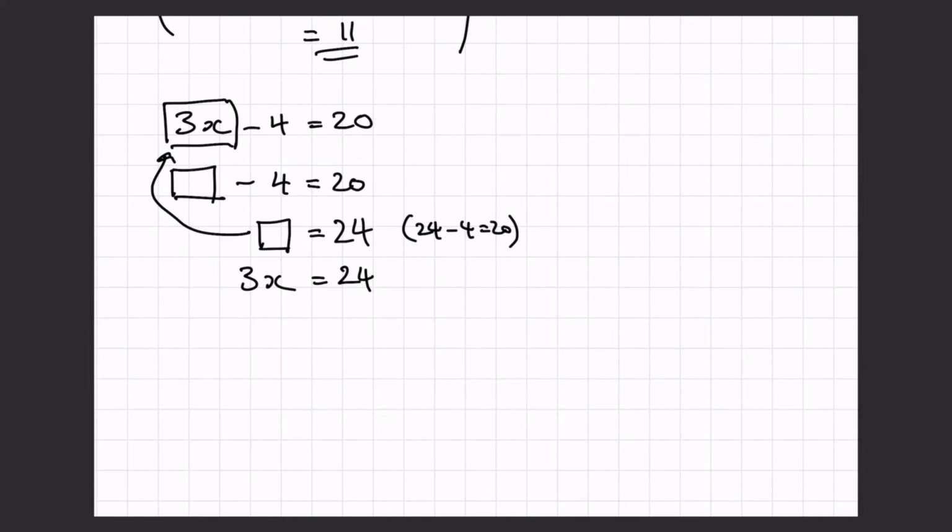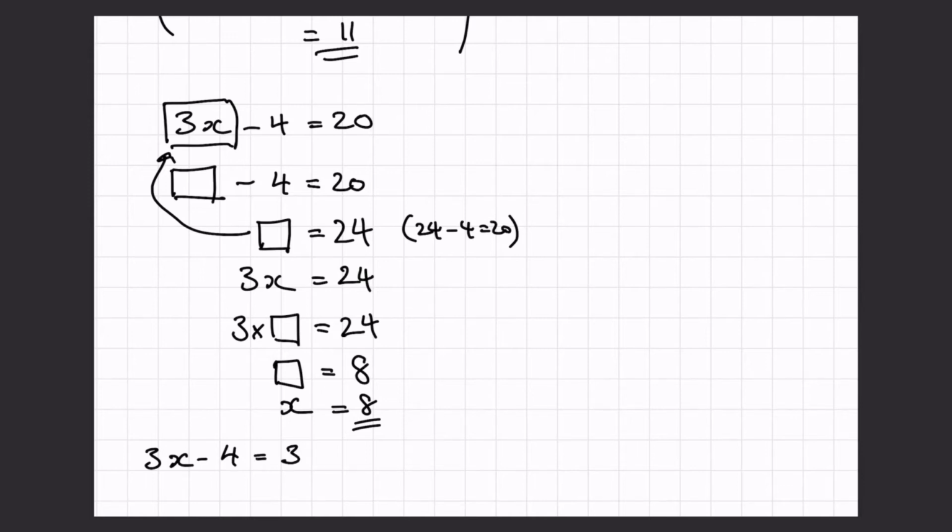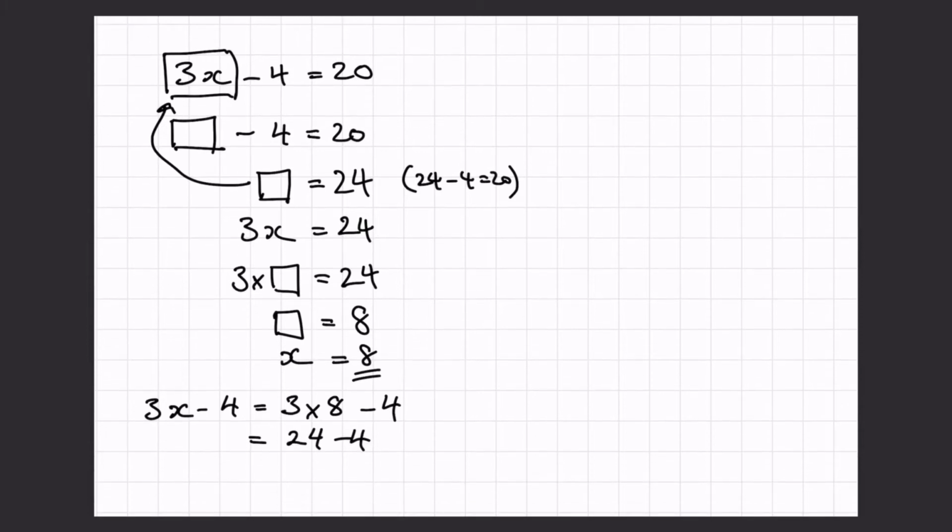Now, we've just been solving questions looking like this as well. So 3 multiplied by something is 24. That something must equal 8. So x must be 8, our solution to this equation. And we can check this. We've got 3x subtract 4 is equal to 3 multiplied by, let's substitute in our value of x, which is 8. 3 multiplied by 8 subtract 4 is equal to 24 subtract 4, sorry, let's scroll down here, is equal to 20.